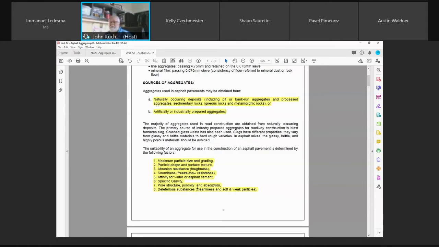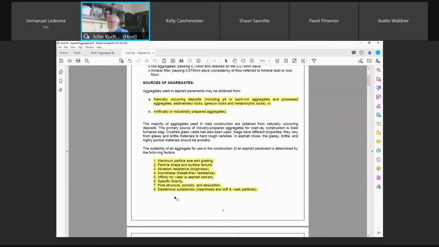The pore structure, the porosity, the absorption. Like aggregates for concrete, you have to know the absorption because you know that you're going to lose some of that asphalt cement that you're putting in. It's going to be absorbed by the aggregate, and then you're only going to have an effective AC content, the one that coats the aggregates.